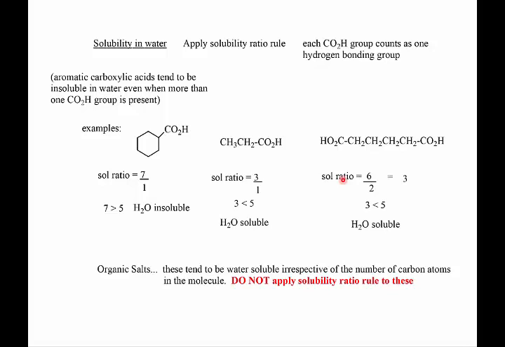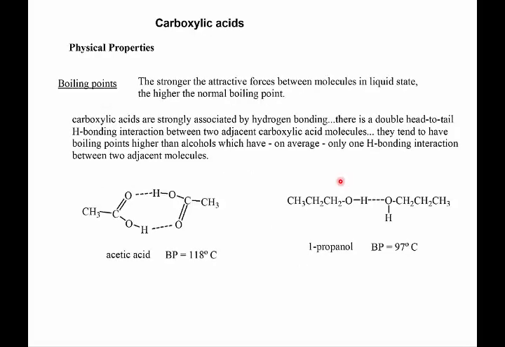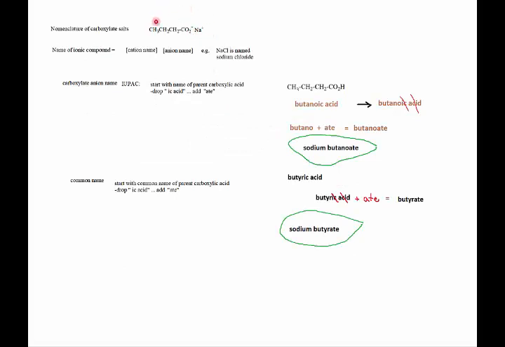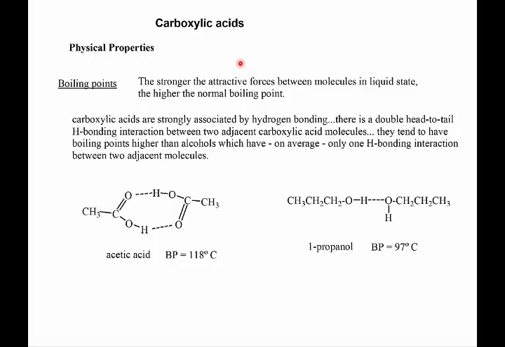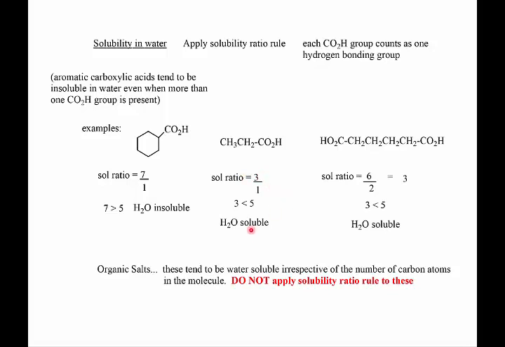Oh yeah, before we go on, in naming this carboxylate salt, the issue might come up: what's the water solubility of a carboxylate salt? And this is important, not just for a carboxylate salt, but any organic salt. The idea is that you do not apply the solubility ratio rule at all. And the reason is that regardless of the number of carbons, an organic salt tends to be water soluble. I mean, it's fully ionic. There's a stronger electrostatic attraction to water molecules. And so, in general, organic salts, we predict them to be water soluble.